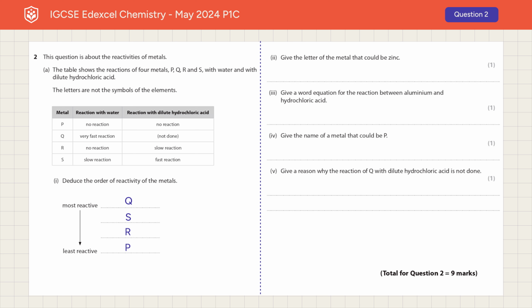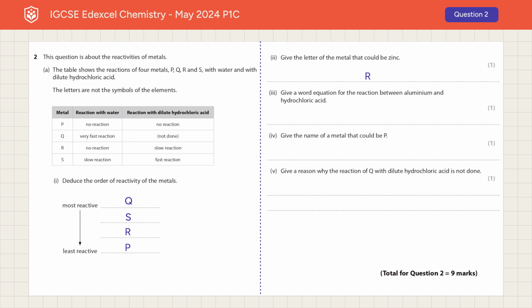Next, which one could be zinc? Well, zinc sits in the middle of the reactivity series. It's not super reactive like Q, but it's more reactive than metals like copper. Looking at our order, R is in that middle position, making it a perfect candidate for zinc.